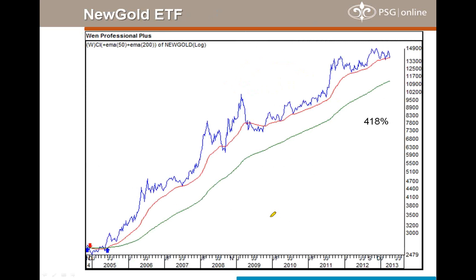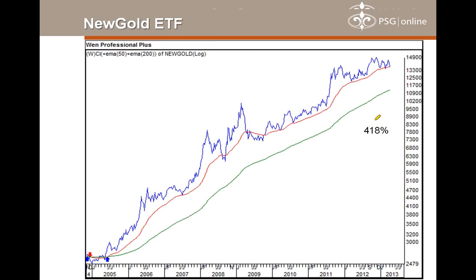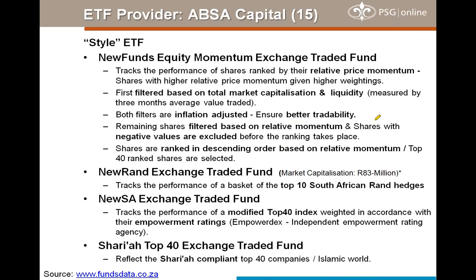This is how it's been performing since inception. 2005 until recently, 418%. So as I say, imagine if you got in on the run at the beginning, obviously with the gold price and things like that, with the rand getting weaker, imagine that kind of kicker in your portfolio. Yes, let's talk about some style ETFs, those I was talking about earlier on.